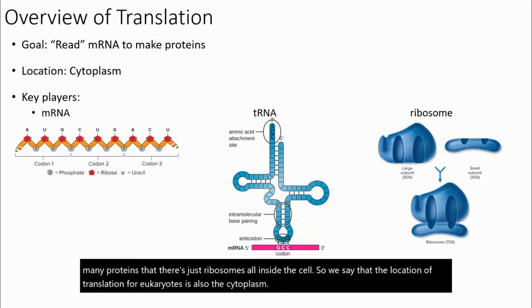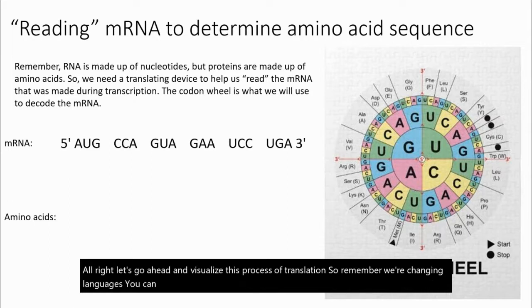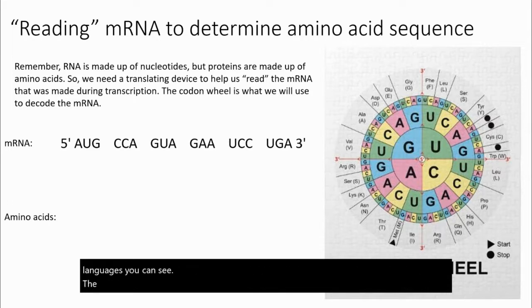All right, let's go ahead and visualize this process of translation. So remember, we're changing languages. You can see the nucleotides that make up the RNA. That's going to be the A, U, G, C, C, A. Okay, those are the nucleotides.